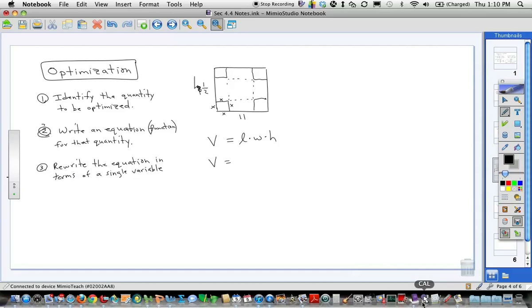So what's the length? Let's call this the length down here. What's the length of our box? That'd be this piece right here. 11 minus 2x. So our length is 11 minus 2x. Our width? 8.5 minus 2x. That would be this width right here. So 8.5 minus 2x. And our height?